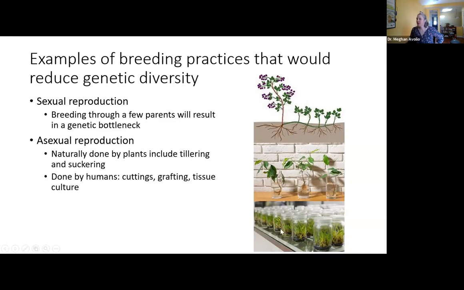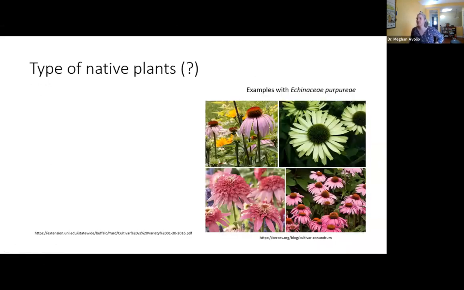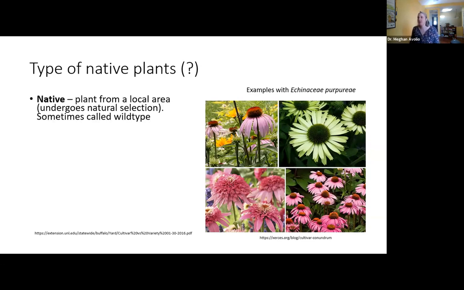And then I have 3 pictures here of actual asexual reproduction. So lots of plants reproduce asexually on their own. It's one of the ways that they reproduce. And so here's an example of a plant tillering, but we could also have examples of plants suckering. And this is just natural asexual reproduction that can be used to clone plants. And humans can also take cuttings, they can graft, and they can do tissue culture to propagate plants with genotypes that are desirable. And depending on how native plants are propagated or collected could inform on how native are they exactly.